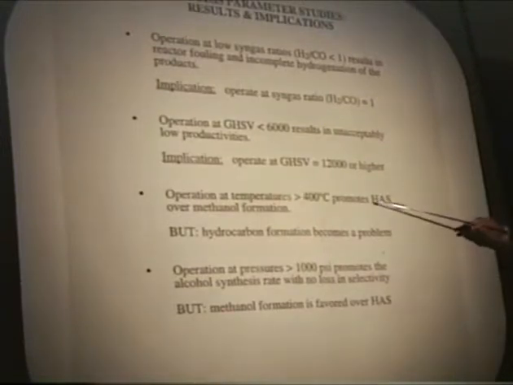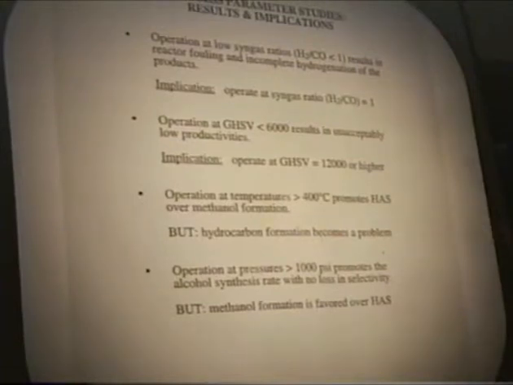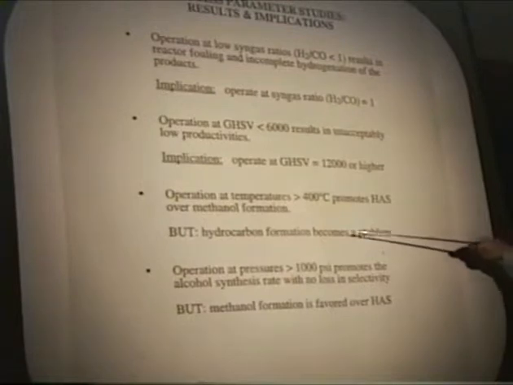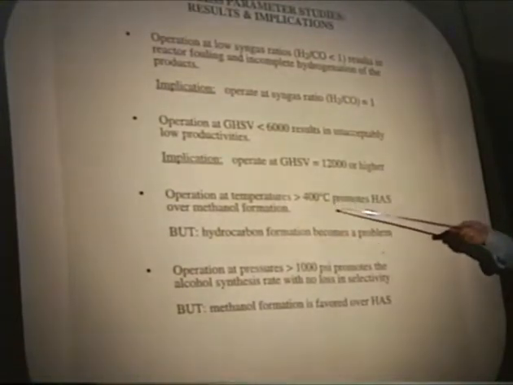Operation at the lower space velocities is in the direction of goodness in terms of increasing the isobutanol versus the methanol, but we're getting to unacceptably low productivities. We're just not making enough stuff per unit time to make it economical to separate it. If we go to the higher temperatures, we do see the favouring of higher alcohol synthesis over methanol, but now we're going to get into a region where hydrocarbon formation is becoming a problem. So as we go up in temperature, the overall selectivity to alcohol starts to fall.